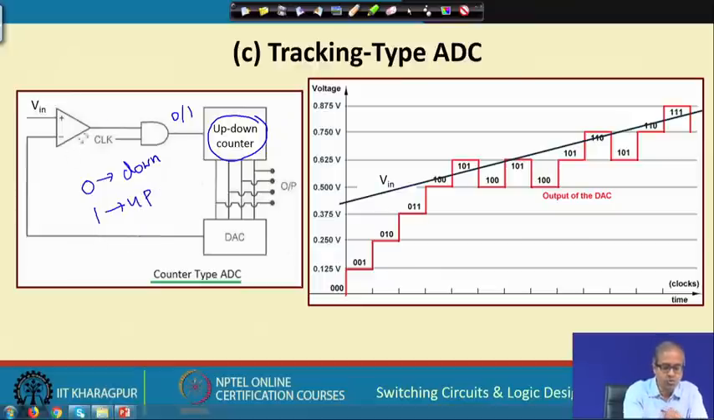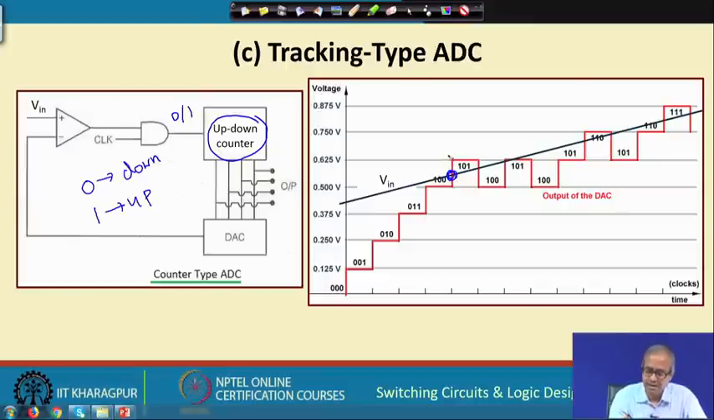So, there is no concept of stopping the count, I am continuously doing it. If it is 0, the count is counting down, if it is 1, it is counting up. This is called tracking type because the DAC output tries to track the variation of the input waveform continuously. As this example shows, suppose this is my input voltage, this straight line, just an example. Suppose the input voltage is changing linearly, and the first time you start with 0, 1, 2, 3, 4, 5, here you cross. So, here you have one conversion.